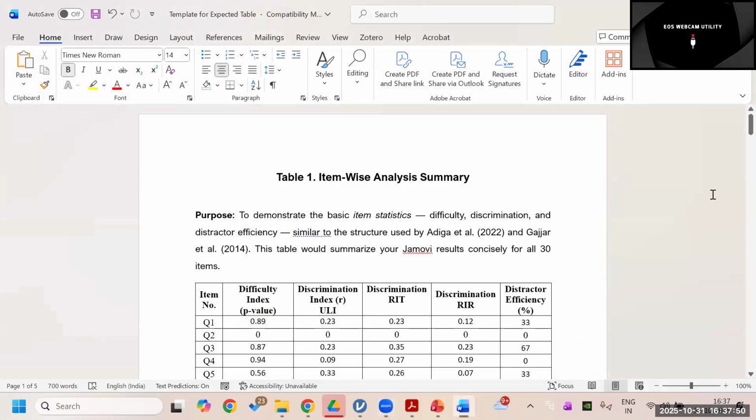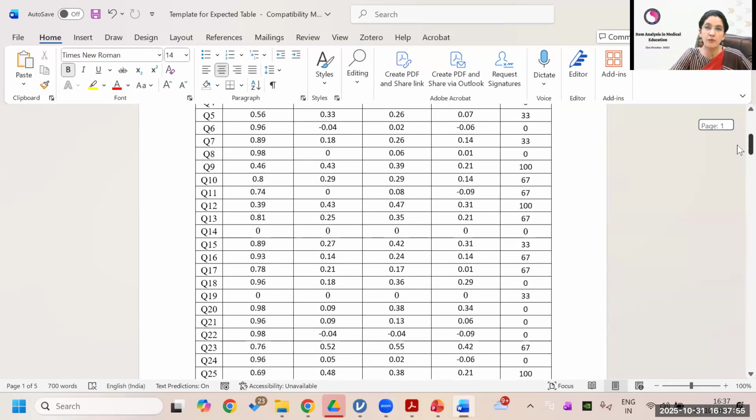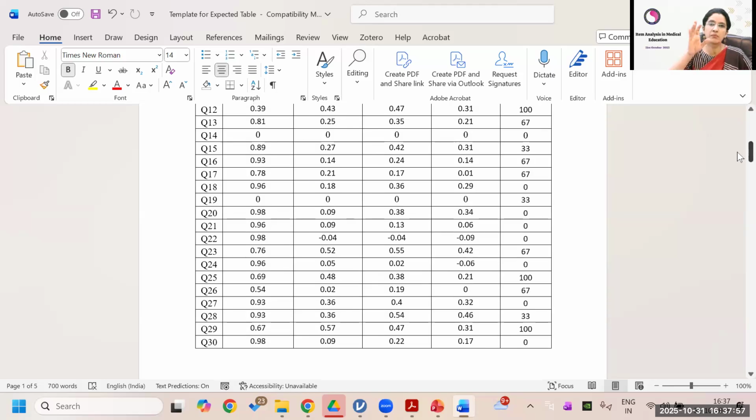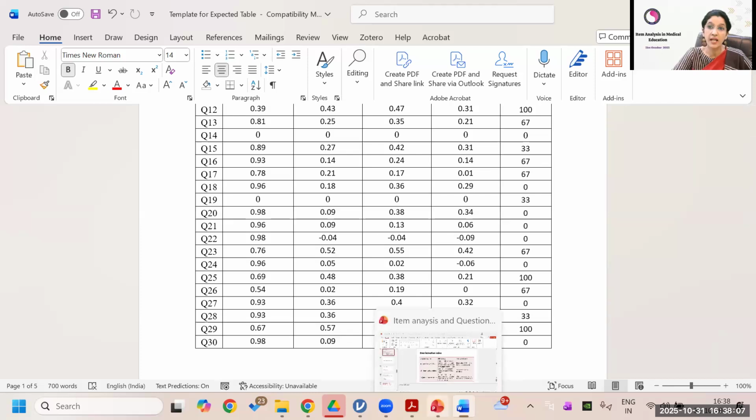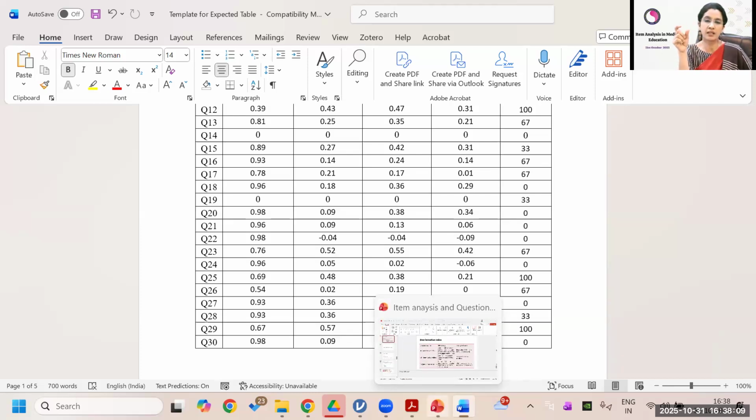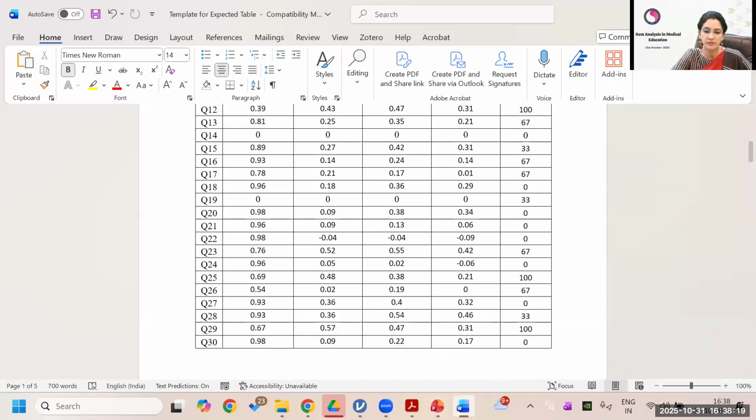That in Jamovi, by seeing each item, you have to do it. Jamovi doesn't give you automatic output where you can see the distractor efficiency and the number of functional distractors. That you have to do after seeing each item individually and entering it either in Excel or in Word or in Jamovi itself. You can enter it directly also. Okay. Am I making myself clear to you, Dr.